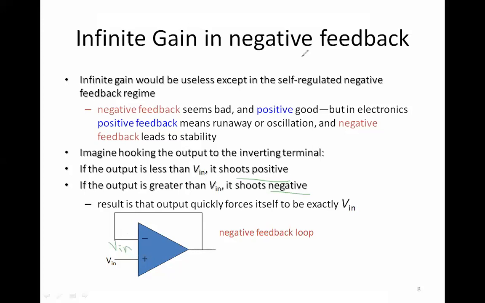So I want you to take down these two important points. Number one, if the output is less than Vin, it shoots to positive. Number two, if the output is greater than Vin, it shoots to negative. Please take down these two points along with the feedback loop.